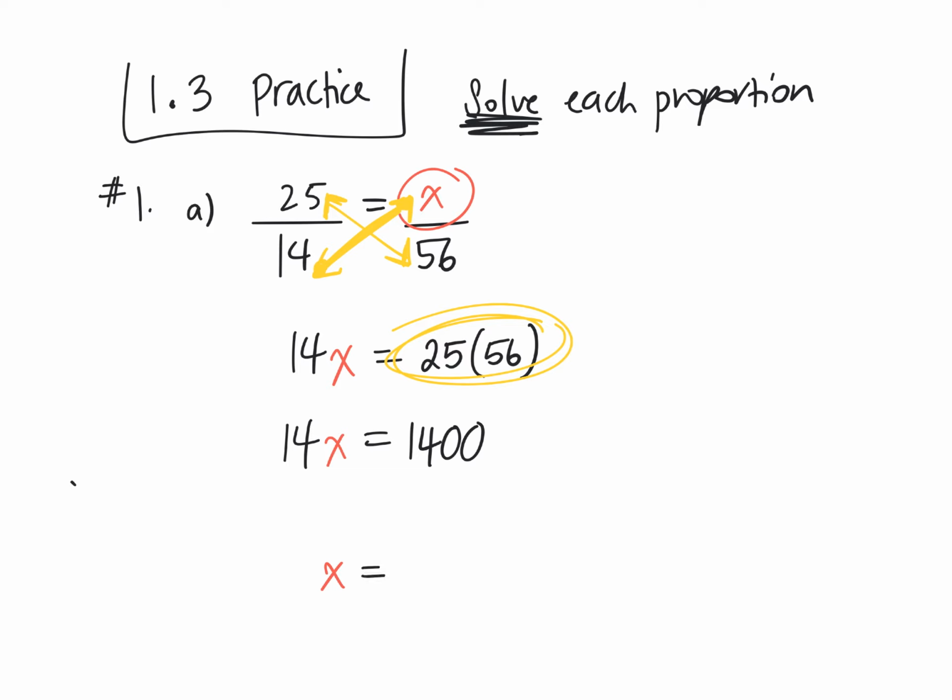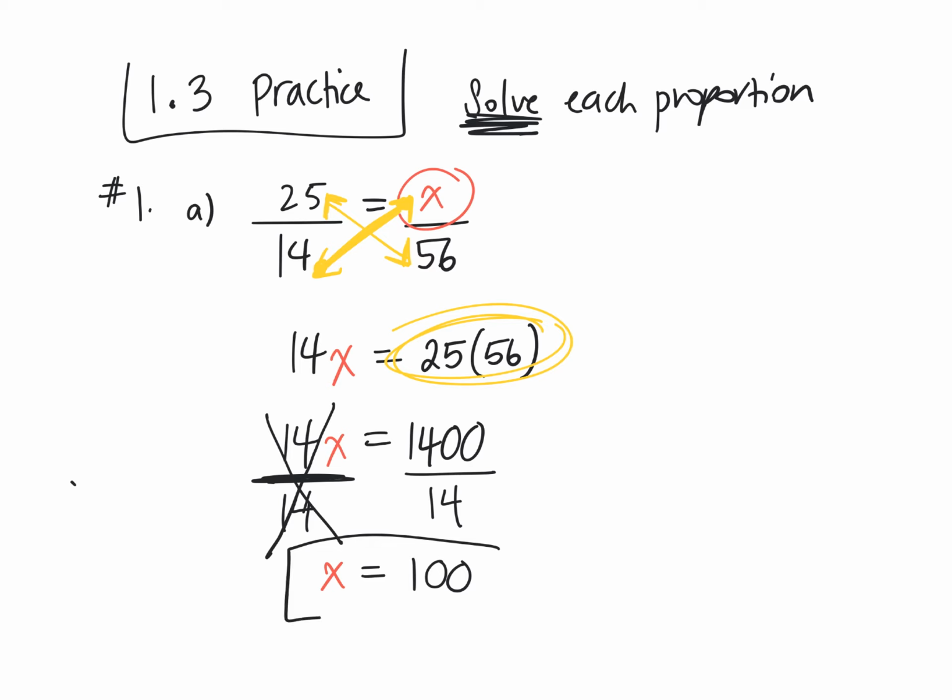So to get rid of this 14, the opposite of multiplication is division. If I divide this by 14, it becomes 1. I don't need to put a 1 there. 1 times anything is the same answer. What do I have to do to the right side? Divide by 14. So what's the final answer? 100. Okay? So we've solved it.